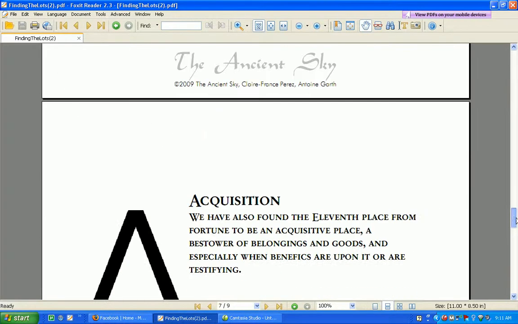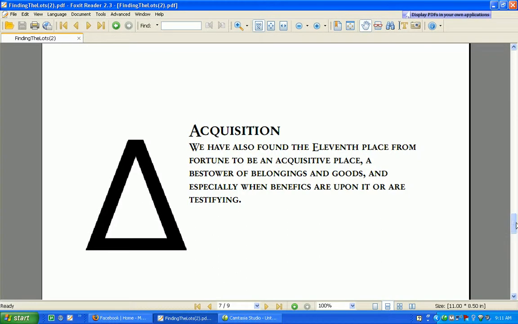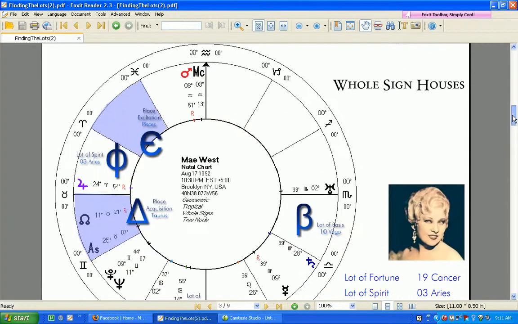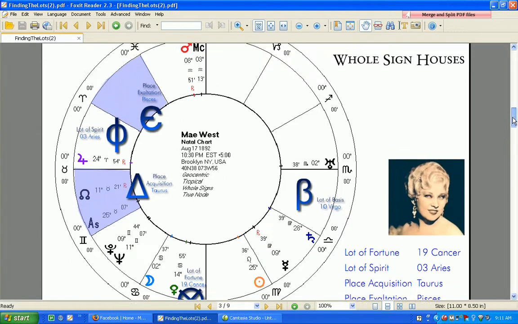Our next position or pillar is called the acquisition. We have also found the 11th place from fortune to be an acquisitive place, a bestower of belongings and goods, and especially when benefics are upon it or are testifying. The 11th house historically has always been connected with gain, among many other things, and certainly this is a place where the connection between Vedic astrology and ancient Western becomes very apparent. So this should be very easy to do.